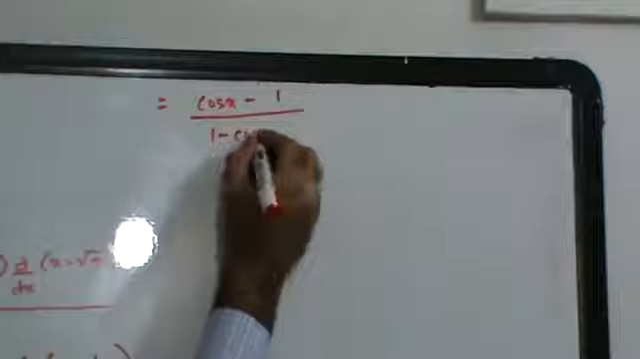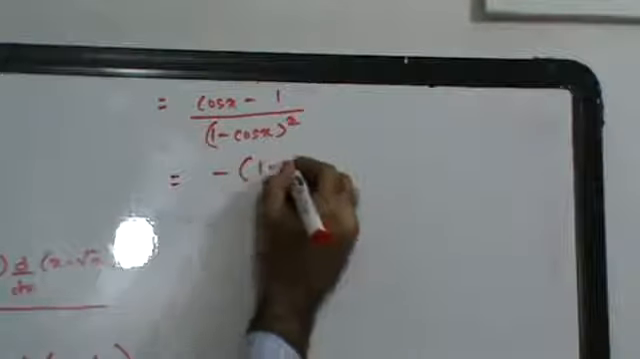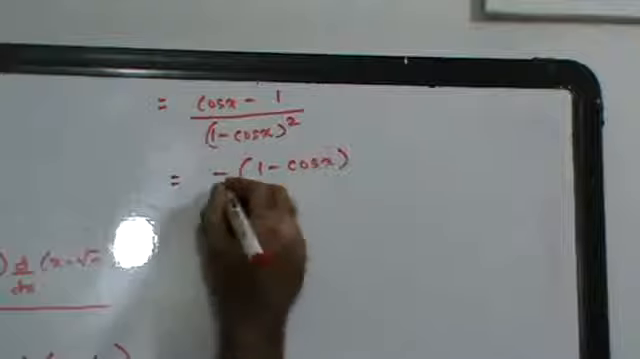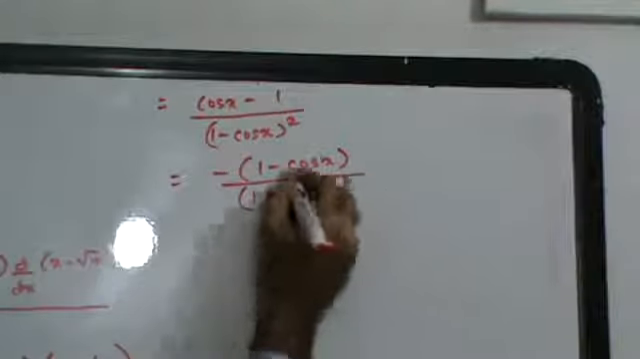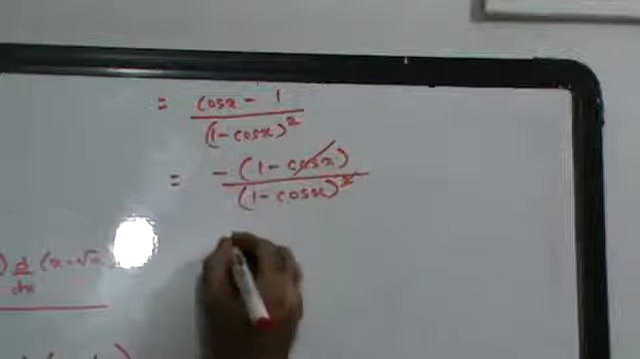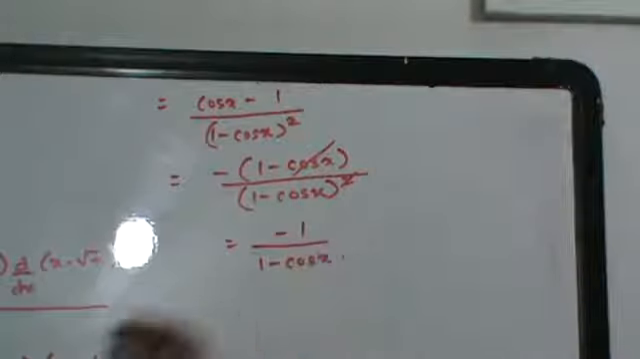This can be written as cos x as it is minus cos square x plus sin square x, which is 1, upon 1 minus cos x the whole square. I could take minus sign common in the numerator, so you will get 1 minus cos x upon 1 minus cos x the whole square. 1 minus cos x and square gets cancelled. Answer is minus 1 upon 1 minus cos x.